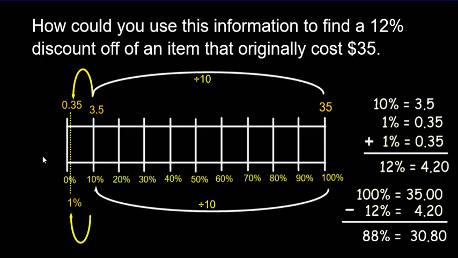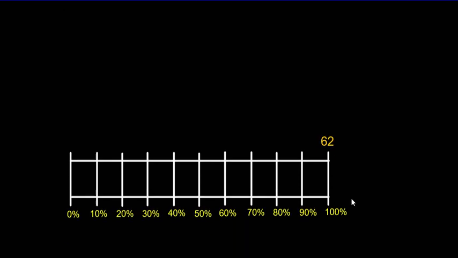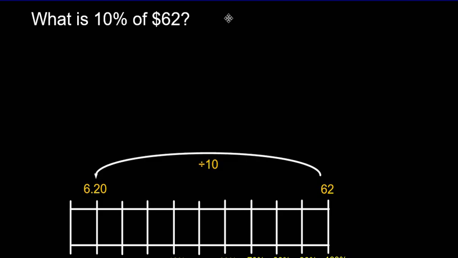Let's see if you're ready to apply these skills. I have some practice problems. Again, I want to encourage you to pause the screen, try to solve it on your own, and then check, and we'll see how you did. First, what is 10% of 62? Let's see how you did. Did you remember to divide both numbers by 10? Once we take 62 divided by 10, we get, that's right, 6.2 or 6.20.